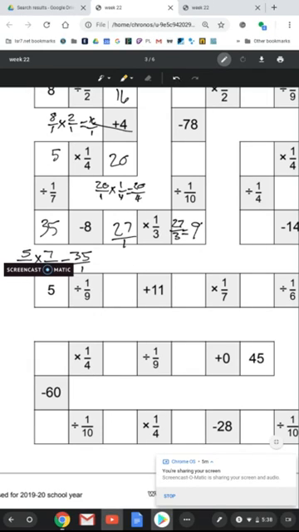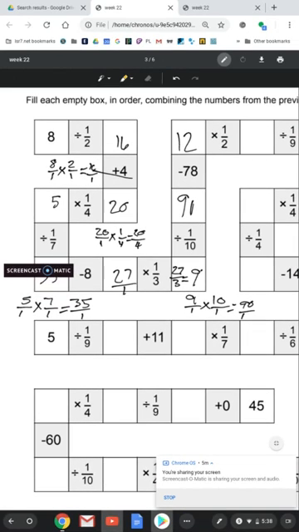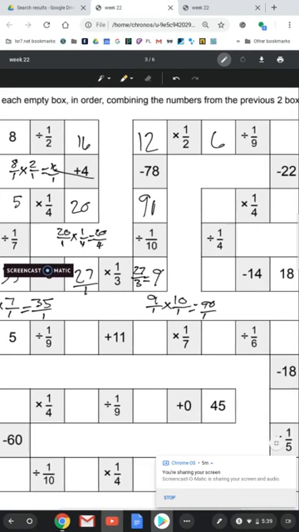So we take 9 over 1 times, because we change and then flip. That equals 90 over 1. 90. 90 minus 78 is 12. Half of 12, that's an easy one. Half of 12 is 6.